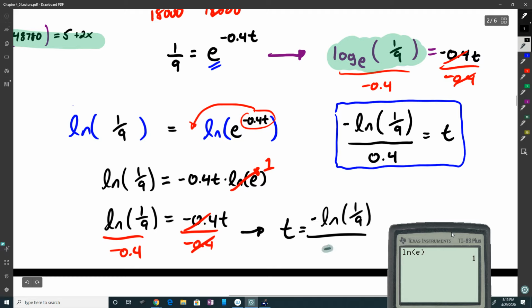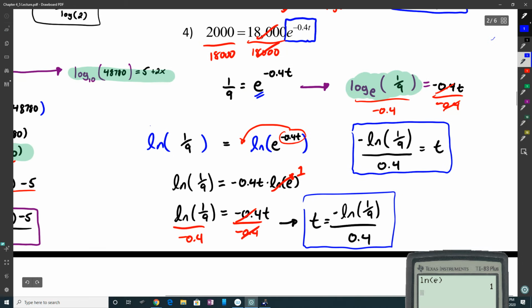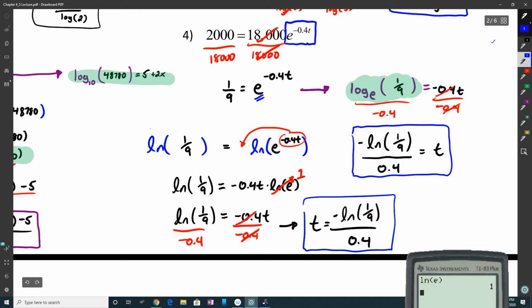I'm going to put the negative on top because it's bad manners to have it on the bottom. And notice you get the same thing. Yay! So however you want to do it, perfectly fine. On the exam, if you choose one way over the other, you won't lose points.